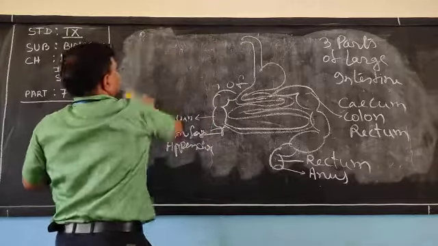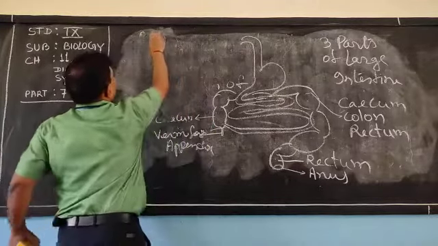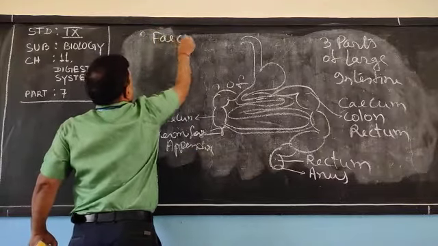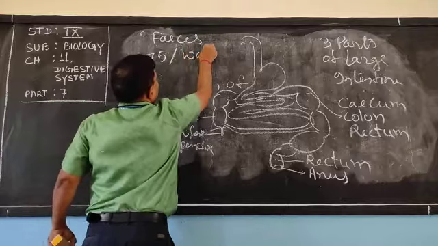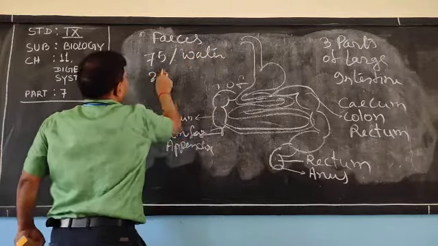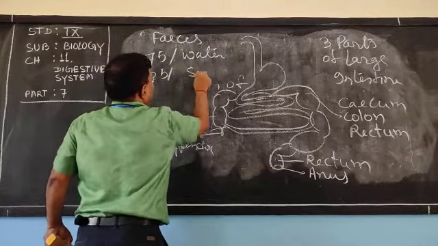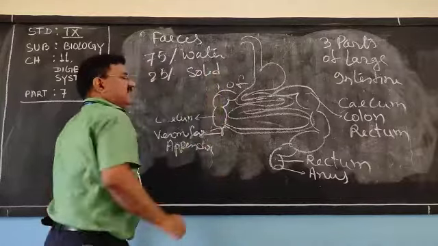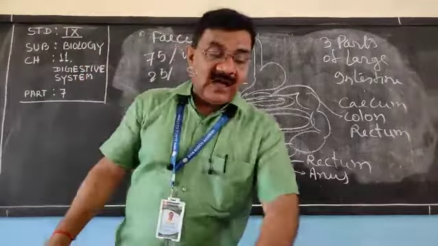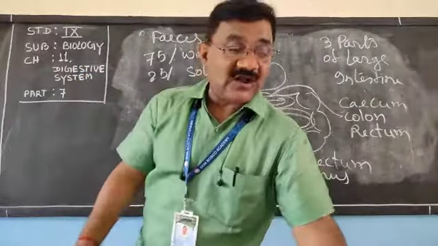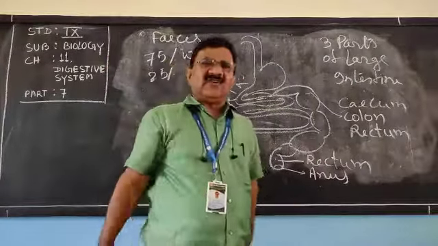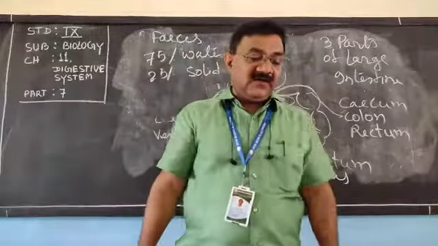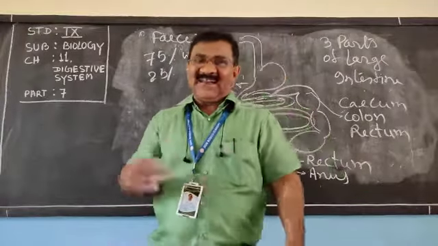Feces: 75% is water and 25% solid part, which is thrown out, and water is also thrown out. Protein is also there, a little bit, 2 to 3%, and fat is also there, 10 to 20%.